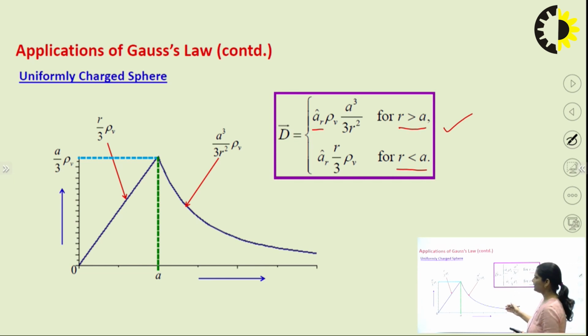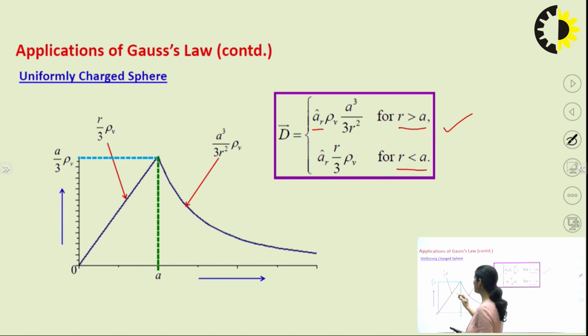So how to draw it in a graph? Take this as your x-axis and this as your y-axis. When r is less than a, here is your point a. Write down here r, this is the linear graph. Its value is r upon 3 ρv. When r is greater than a, the electric flux density at this portion is equal to a³ upon 3r² ρv.